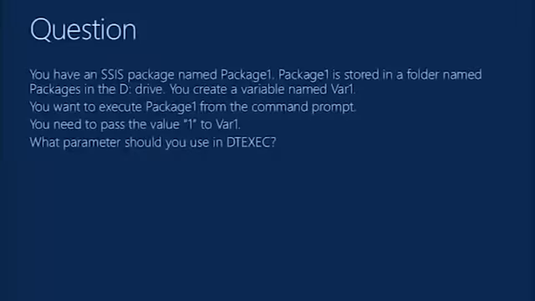What you're going to notice is that you have an SSIS package named Package1. Package1 is stored inside of a folder named Packages in the D drive. Now you create a variable named var1. You want to execute package1 from the command prompt. Now you need to pass 1 to var1. What parameter should you use inside of DTExec?